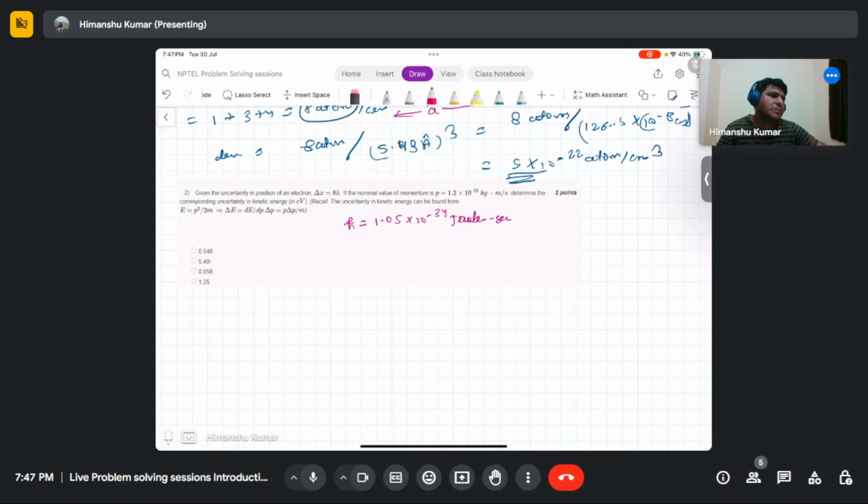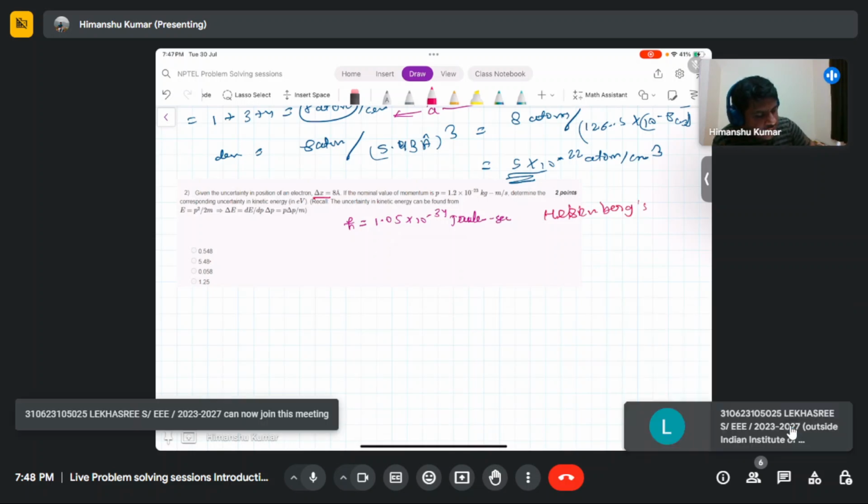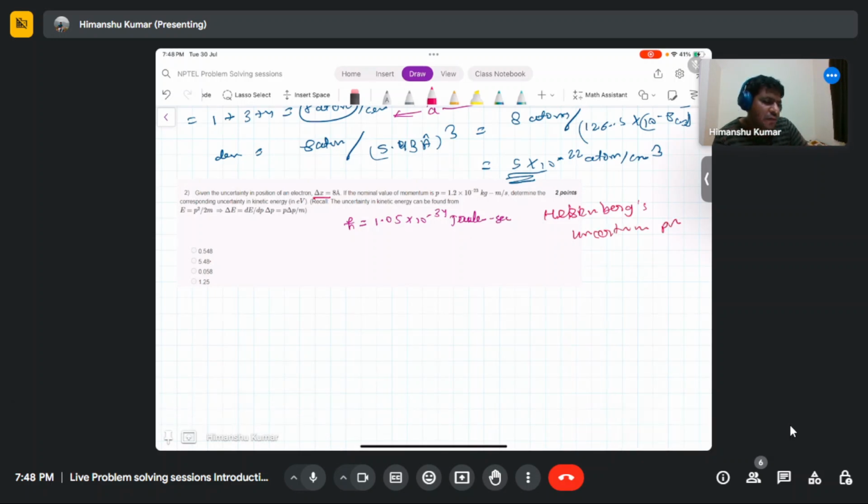Okay, so let's move to the next problem. Given the uncertainty in position of an electron, this problem deals with the uncertainty principle, the Heisenberg uncertainty principle.